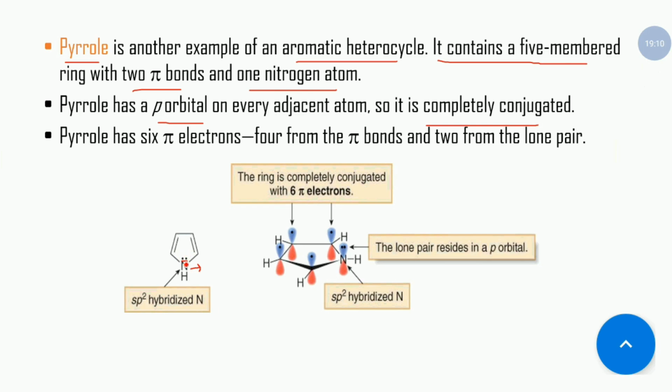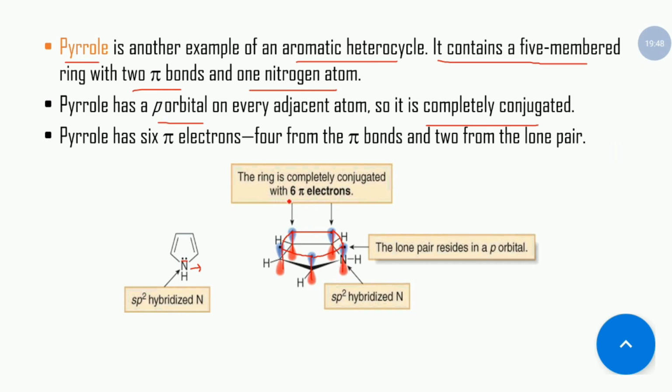takes part in the conjugation process. You can see in the 3D structure, this lone pair is not perpendicular to the plane of this structure. It will be present in your p orbital. You can see in a single straight line, it is present in your p orbital. So you just draw the line for better understanding. So this will be present in the same plane. So for that reason, in case of pyrrole, this lone pair participates in your conjugation process.